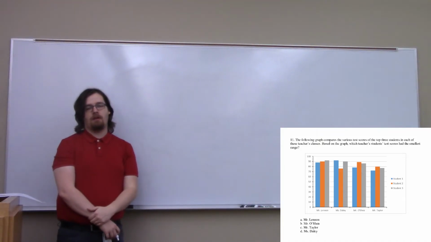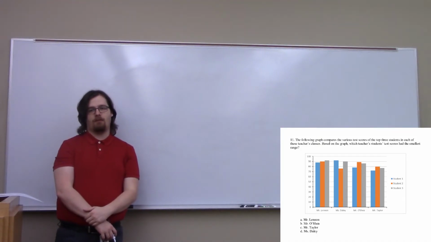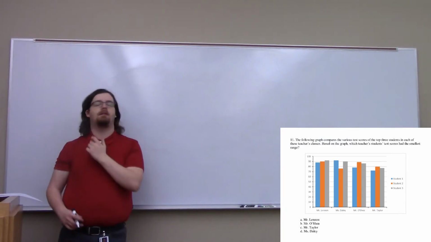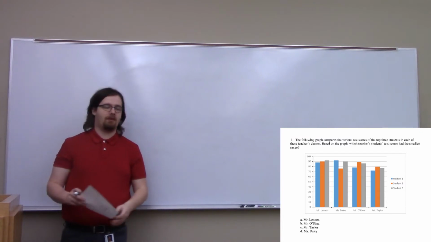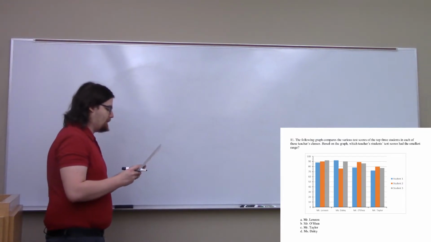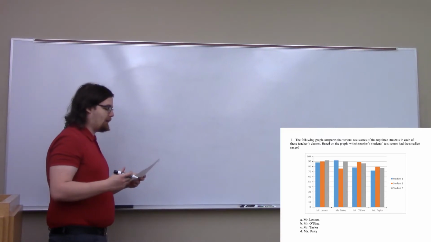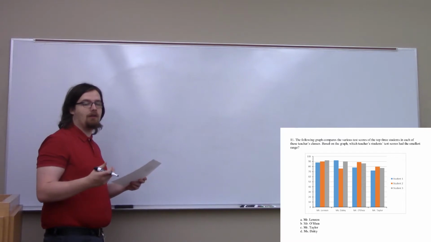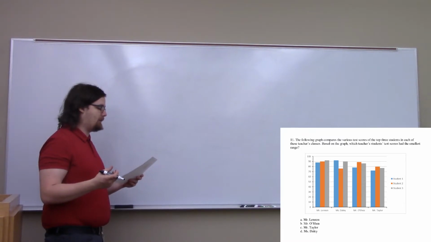Alright, so next up we have problem 11 from test 2 of the test prep books, TSI assessment. For this problem I'm just going to show the graph on the screen and then I'm going to talk about it. Here we're given a graph of the top 3 students in each of these teachers' classes, and we're asked to determine which of them has the smallest range.